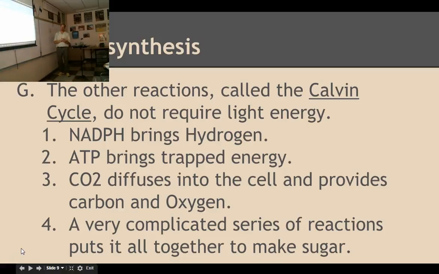sugar. Sugar, remember, is C6H12O6, 6 carbons, 12 hydrogens, and 6 oxygens. And the carbon and the oxygen come from CO2. You and I produce that as a waste product of our metabolism. All animals and funguses and lots of bacteria do too. And so that CO2 is out in the atmosphere. The cells absorb the CO2, use the energy and hydrogen that we made in the light-dependent stage, and then there is a very complicated series of reactions that puts it all together and makes sugar.